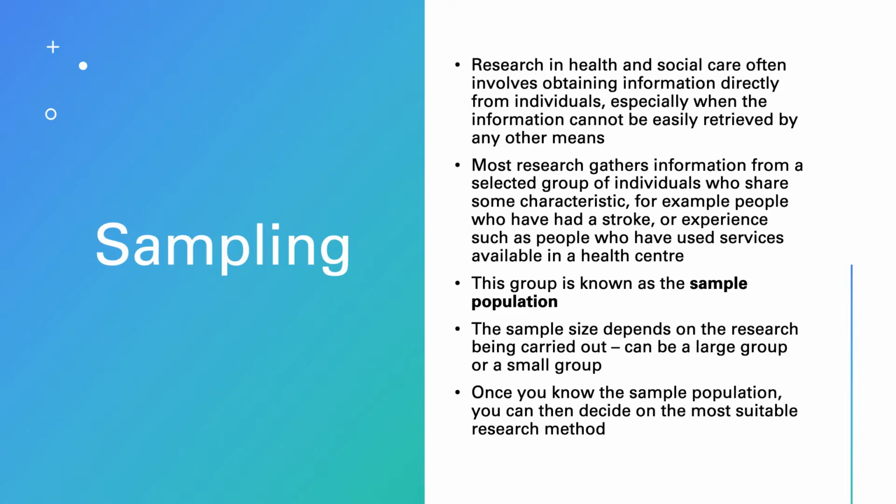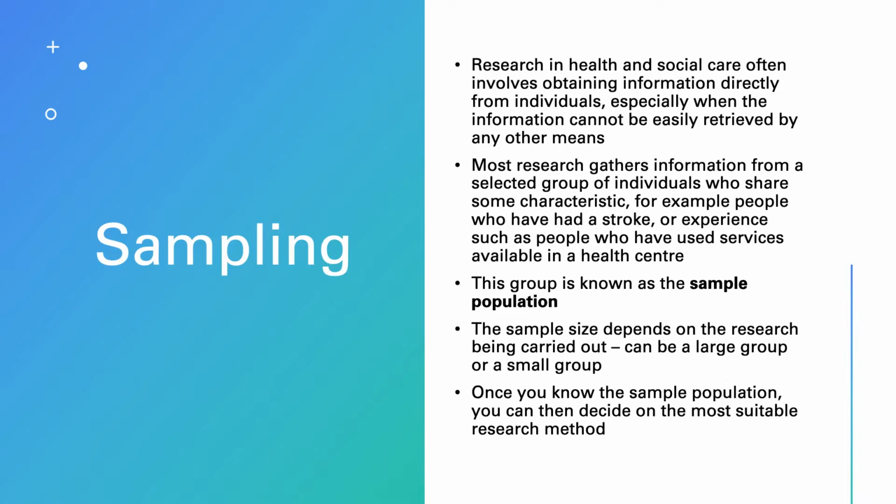So whenever research is carried out in health and social care, it often involves obtaining information directly from individuals, especially when information might not be easily retrieved by other means. So it might be harder for you to get information in other ways. The easiest way to get information is by getting it directly from individuals. So a lot of researchers will gather information from a selected group of individuals who share the same characteristics.